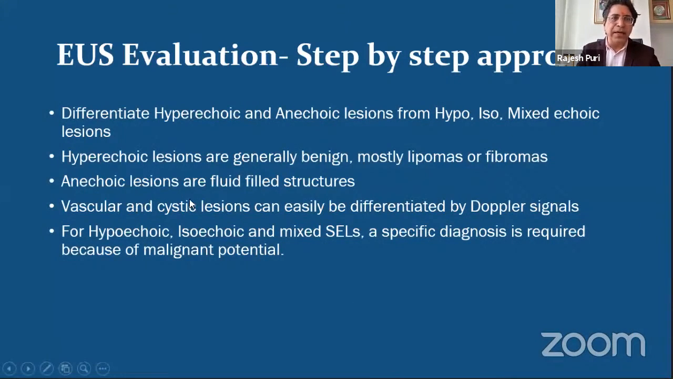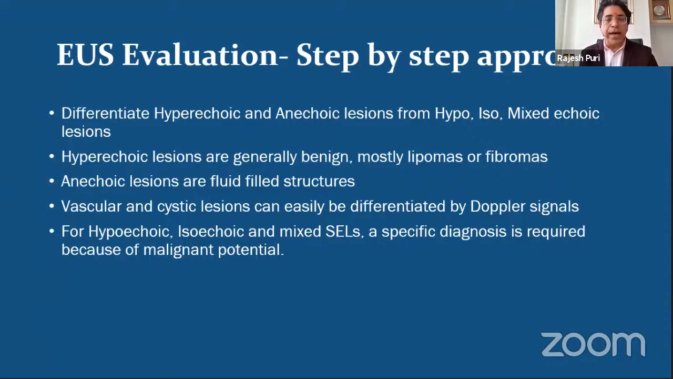Now, EUS differentiates hyperechoic and anechoic from hypo to mixed echoic lesions. Generally, the hyperechoic lesions are lipomas or fibromas, which originate from the third layer. Anechoic lesions are fluid filled, either vascular or non-vascular. So if you find an anechoic lesion, you put a Doppler. If Doppler signals are present, then it is mostly an ectopic varix, or if it is a cystic lesion without any Doppler signal, the possibility of a duplication cyst is there.